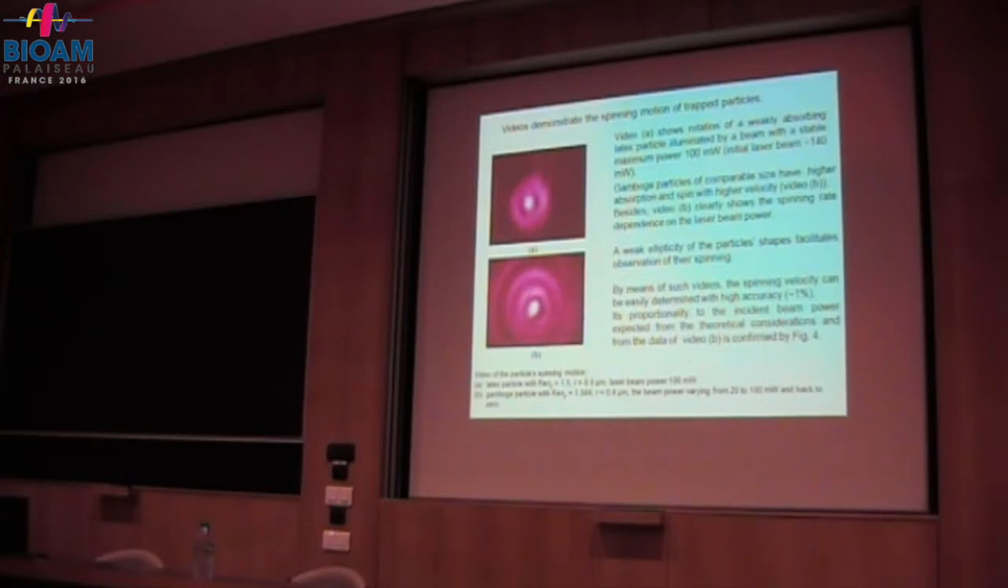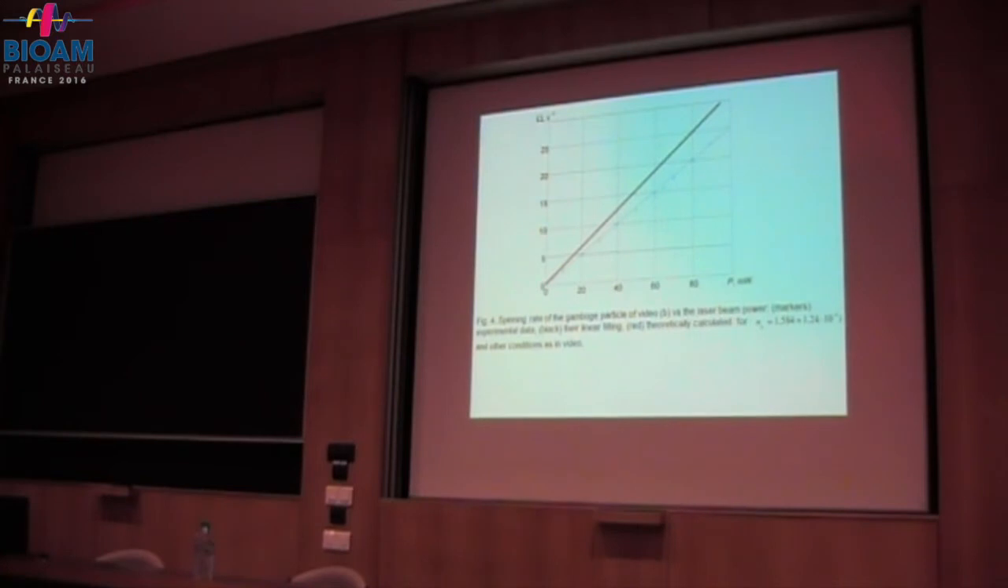Besides, this video clearly shows the spinning rate dependence on the laser beam power, from minimal to maximal, as power is increasing. By means of such videos, the spinning velocity can be easily determined with a high accuracy of about 1%. It is proportional to the incident beam power, as expected from the theoretical consideration, and the data of this video is confirmed by figure 4.